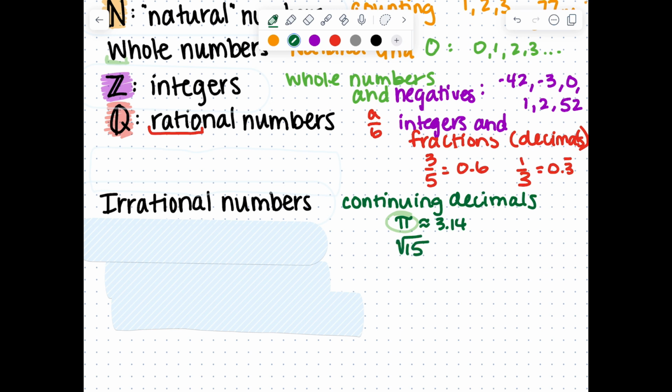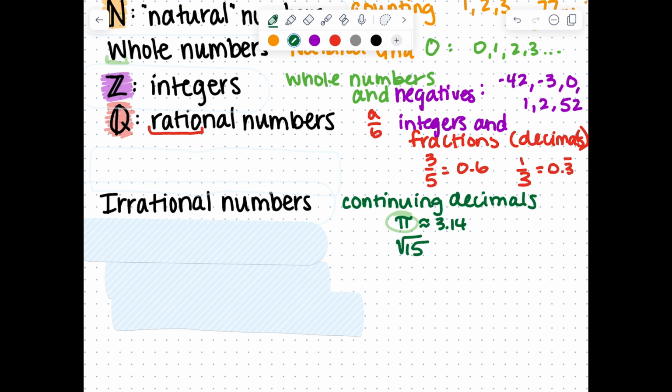15 is not a perfect square. And if you actually tried to find the right decimal so that you could multiply it by itself and get 15, you would have to keep trying and trying and trying. You could get really close to 15, but you would never find the perfect decimal because the perfect one actually keeps going forever and ever and ever.